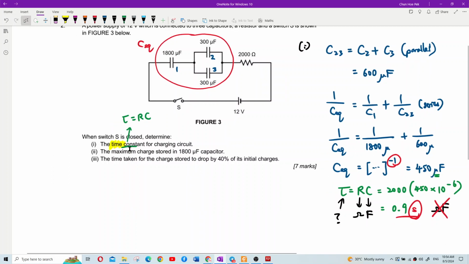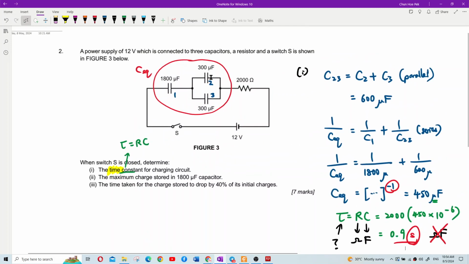So, what is the maximum charge stored in all these capacitors? Maximum charge stored in the 1800 microfarad capacitor only. What is the charge stored? So this one, find the charge. This is series. First, you must see that. Okay, question 2.